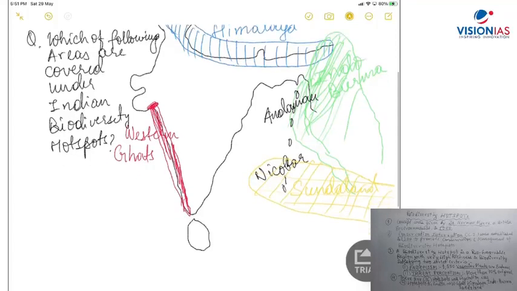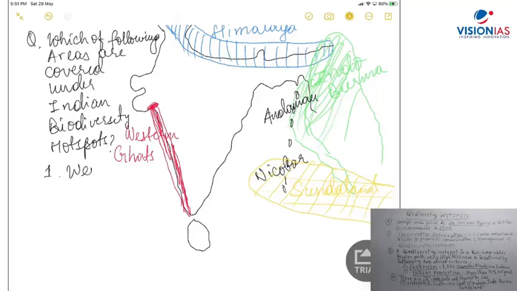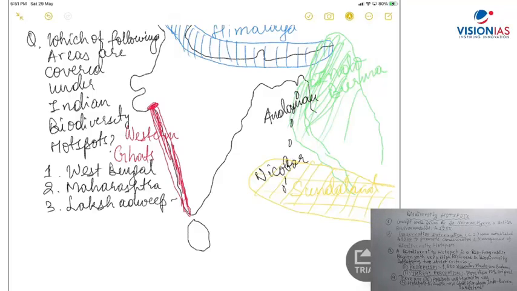And let's say I am just giving you simple options here, right? Let's say number 1, West Bengal. Number 2, let's say Maharashtra. Number 3, Lakshadweep Island. And let's say number 4, Andaman Nicobar Islands. Right? Lakshadweep Islands and Andaman Nicobar Island. And let's say, for example, I am giving one more option. Let's say number 5, Arunachal Pradesh.